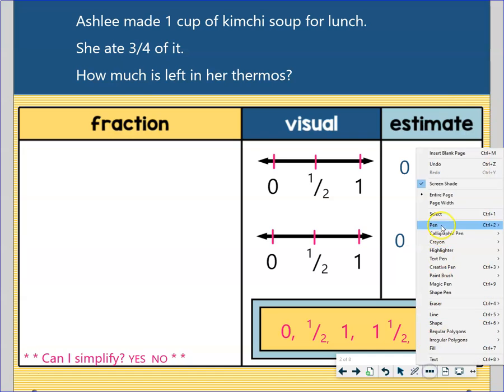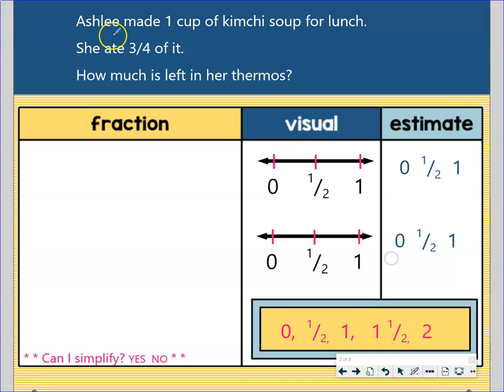Remember, when I'm looking at a word problem, the first thing I have to do is underline my important numbers. So we've got 1 cup and 3/4. Also, it says how much is left in her thermos. Whenever I see that word left, that helps me to see that I'm working with a subtraction problem. So I'm taking 1 minus 3/4.